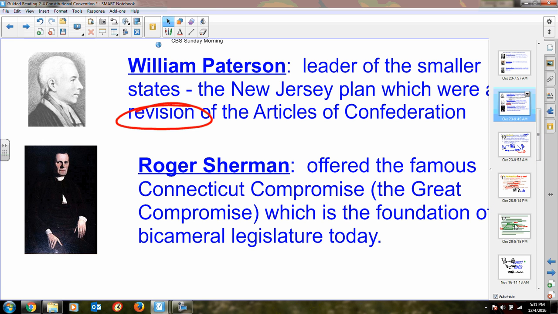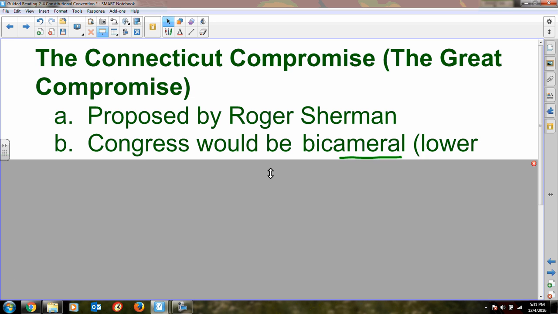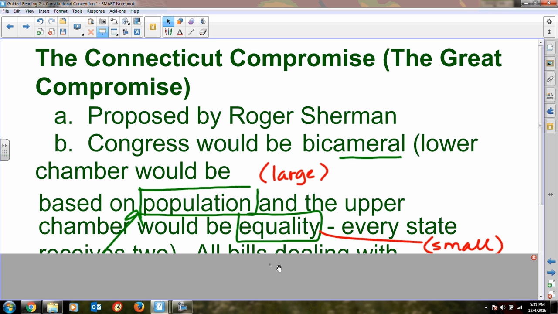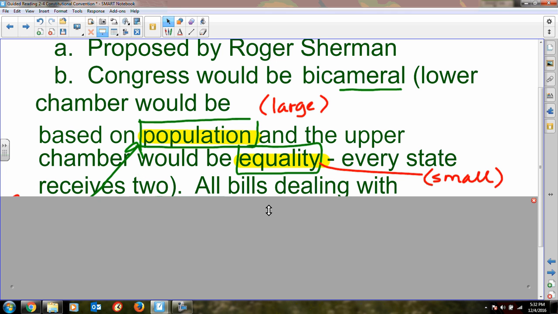Well, the Connecticut Compromise was the combination of two things. As I said, it was proposed by Roger Sherman, and it said that the Congress would be bicameral. The lower chamber would be based on population, as you guys can see here. Sorry, there's a lot of words on here, and I'm not quite sure why it switched. But the lower would be based on population, and the upper chamber would be based on equality, meaning that every state would get 2 senators, and that is a compromise for the small states.